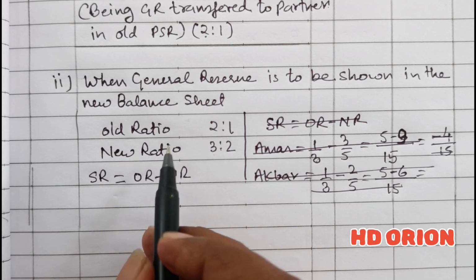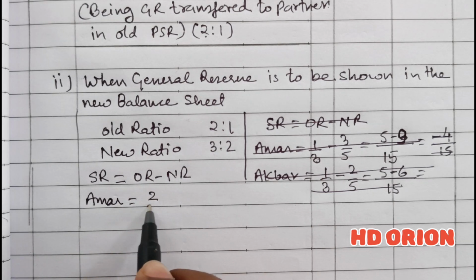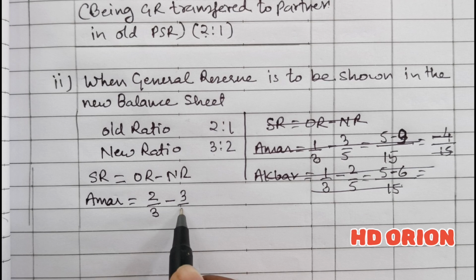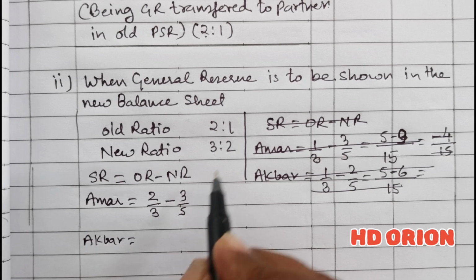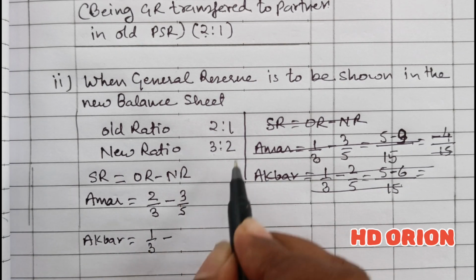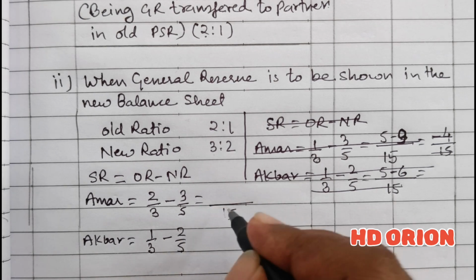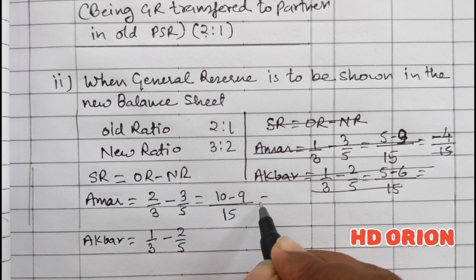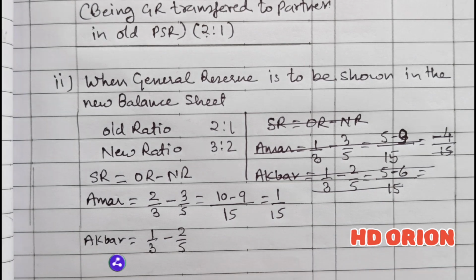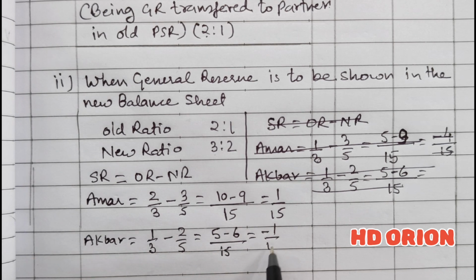So let us calculate for the first partner Amar. Amar is equal to old ratio, that is 2/3, minus new ratio 3/5. And other partner Akbar, old ratio is 1/3 minus new ratio 2/5. When you solve this, you get LCM 15 and it is 10 minus 9, that is equal to 1/15. And for Akbar, again the LCM is 15 and in the numerator you get 5 minus 6, that is minus 1/15.